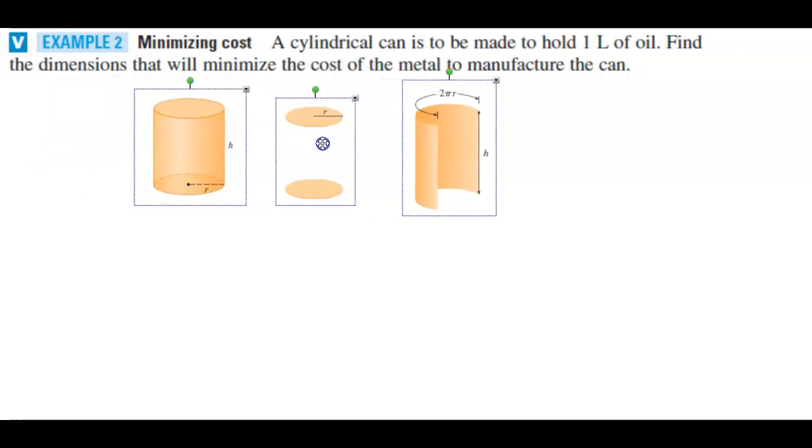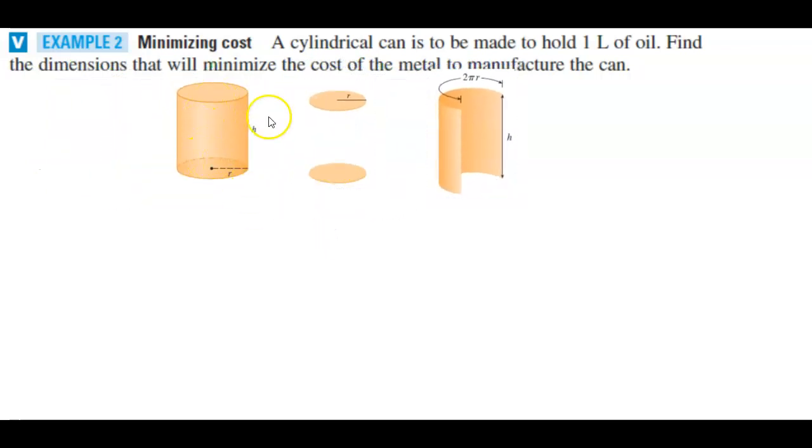So let's take a look at the picture here. So here is our cylindrical can. We have a circle at the bottom, a circle at the top. And what this represents is we have a height and we have a radius. So if we break this up into pieces, we can see that this represents the top of the cylindrical can, and this represents the bottom of the cylindrical can.